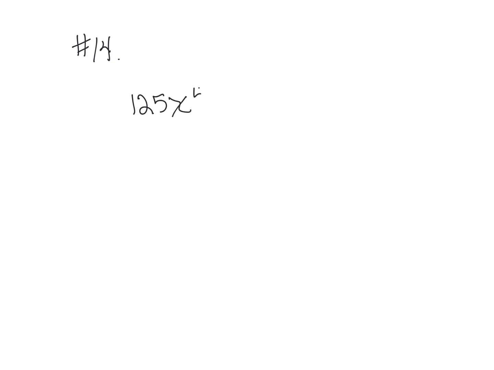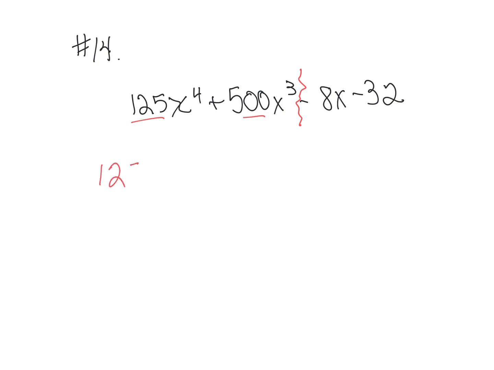125x to the fourth plus 500x to the third minus 8x minus 32. We are in the land of Oz, where 125 probably goes into 500. Pick the smaller exponent, and what's left? All right. Greatest common factor, greatest common factor.